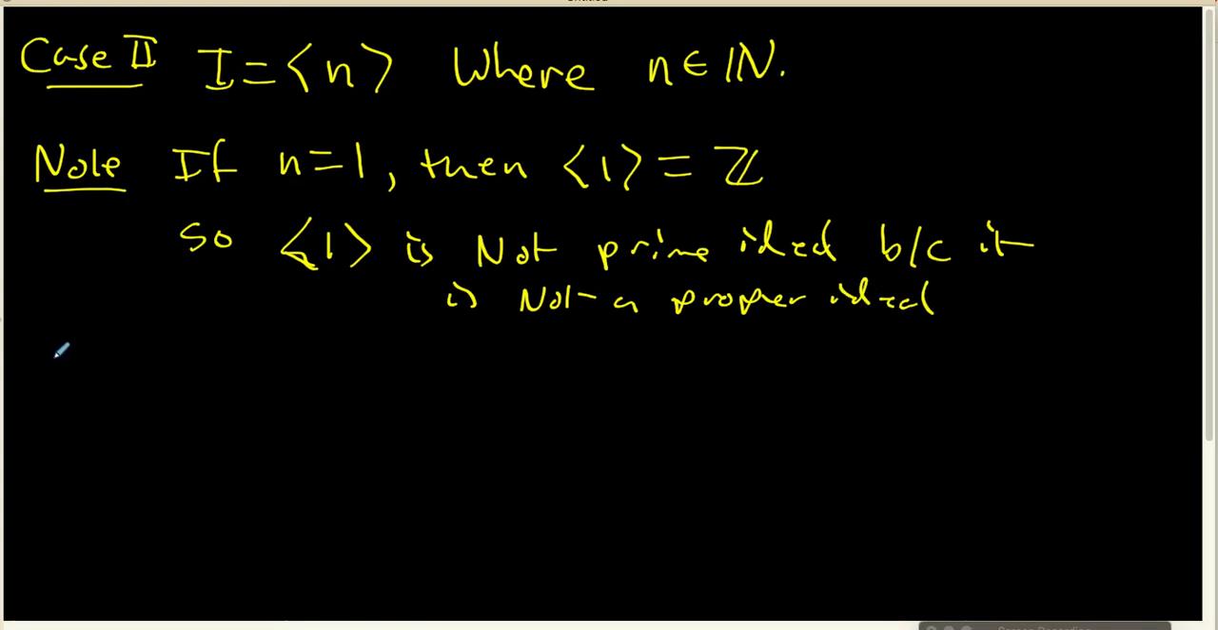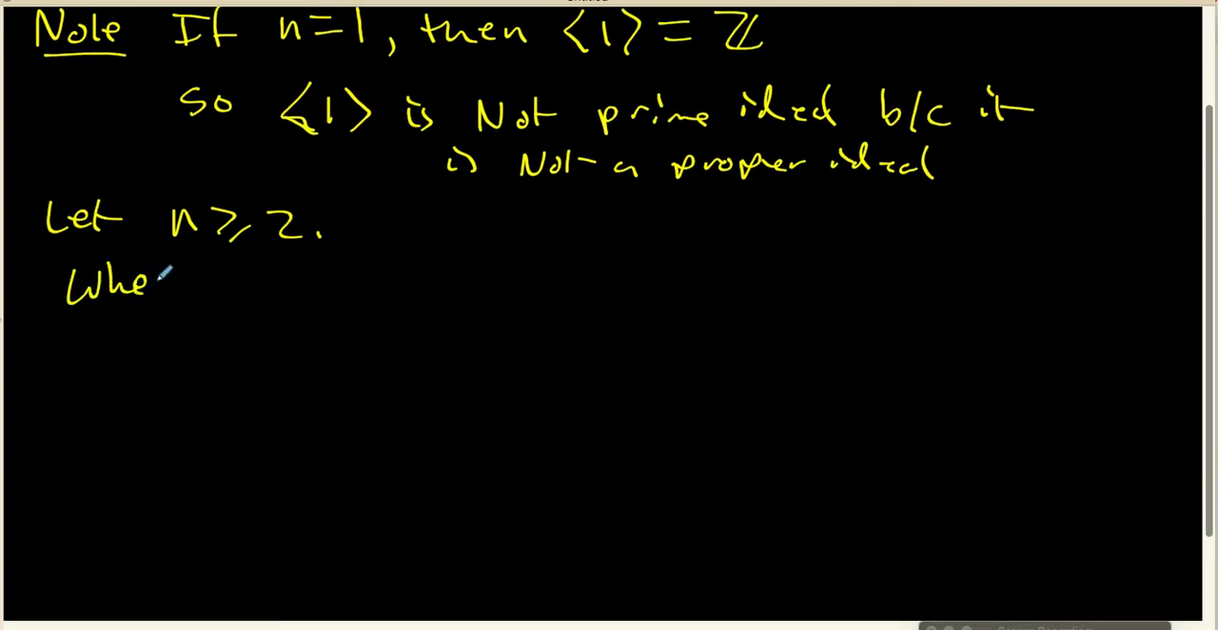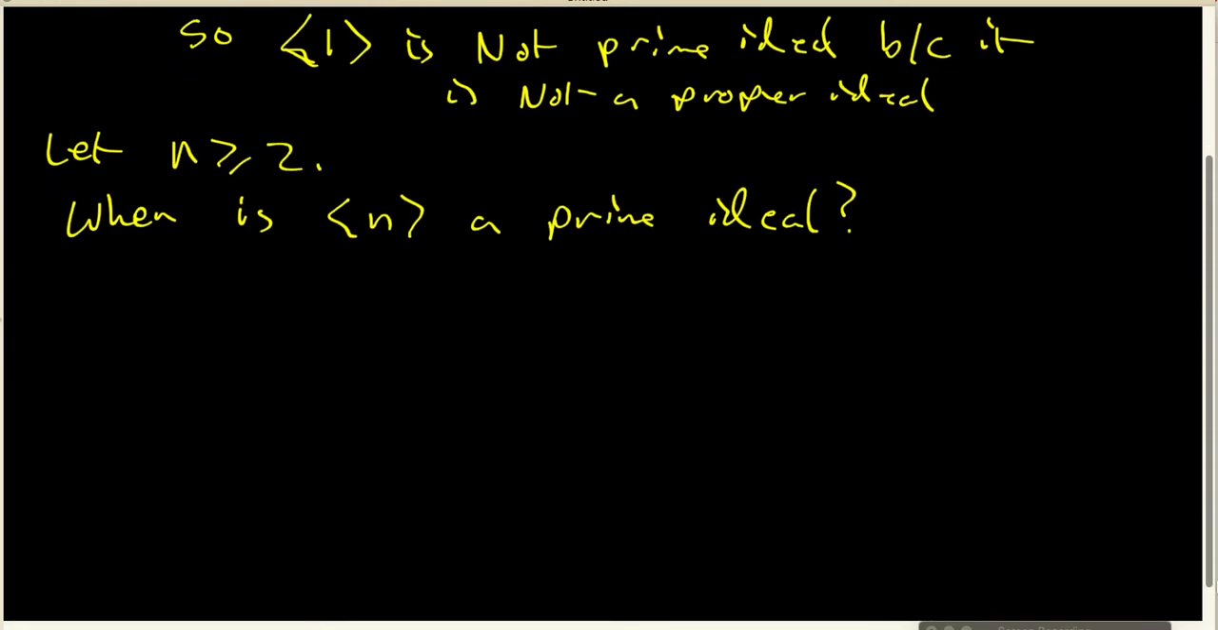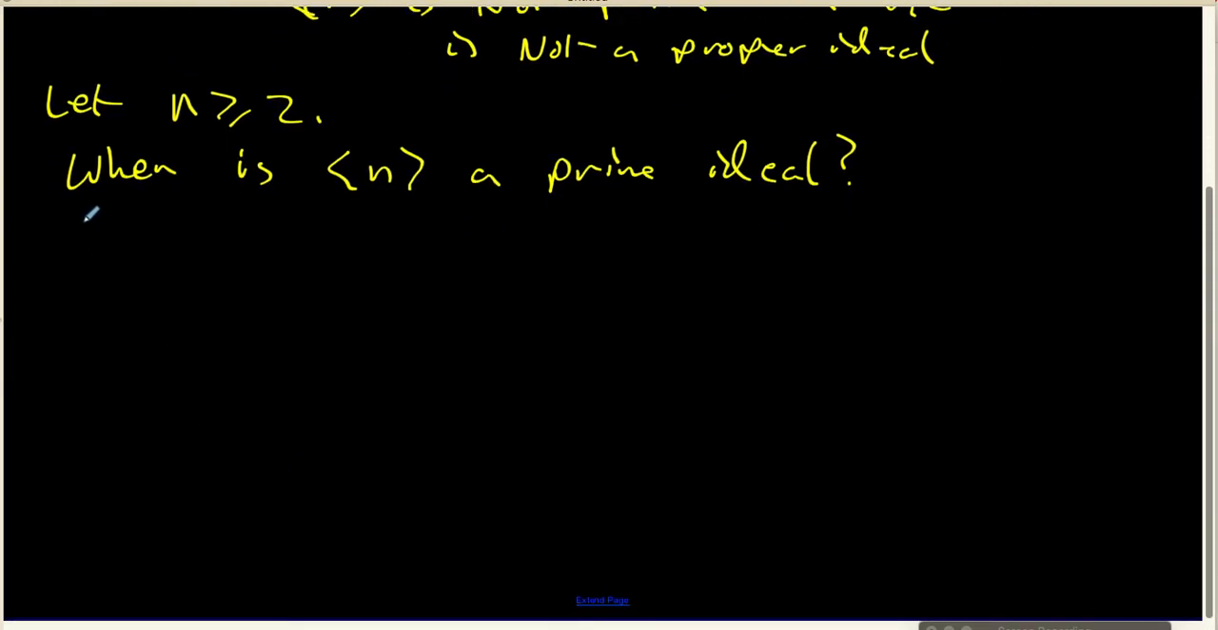So now what I want to do is assume that n is bigger than or equal to 2. And when is the principal ideal generated by that particular n a prime ideal? Well, let's just consider that question. I know that this particular ideal is equal to all of the multiples of n. Let me actually write them as q times n, where q is any integer.